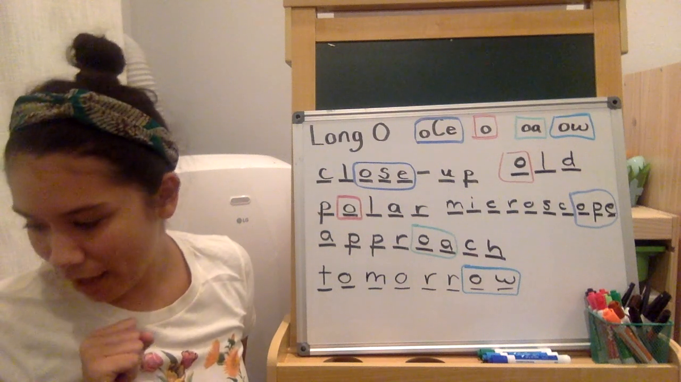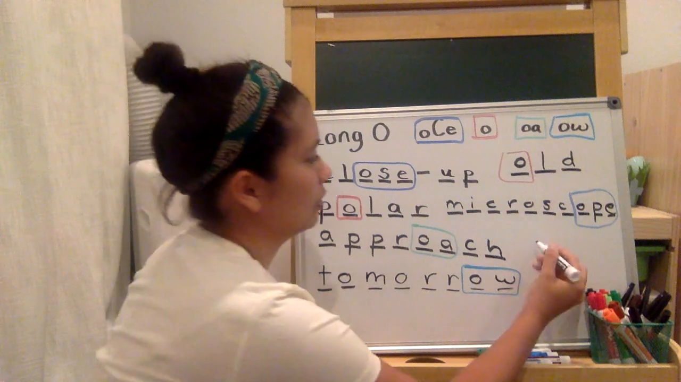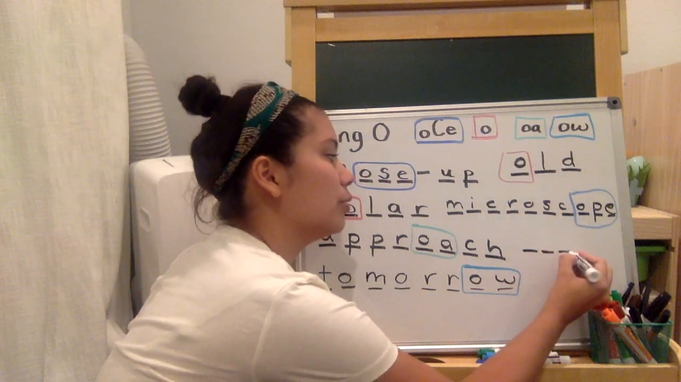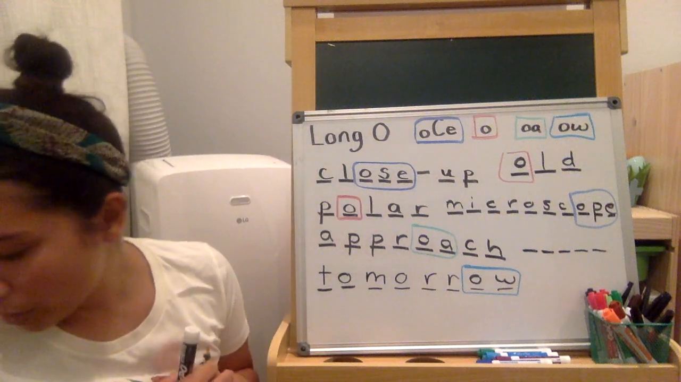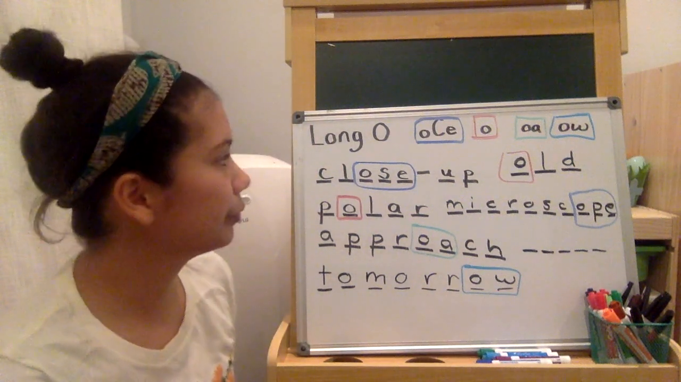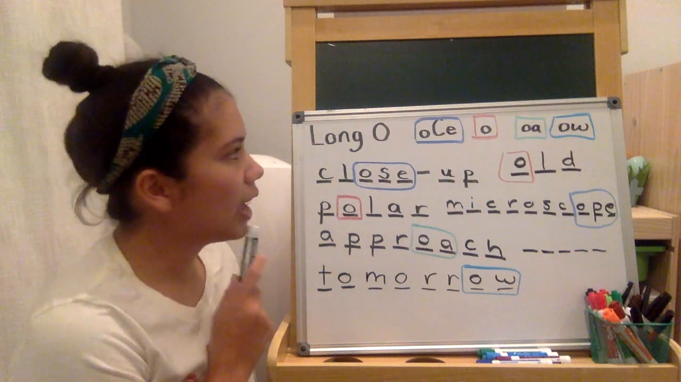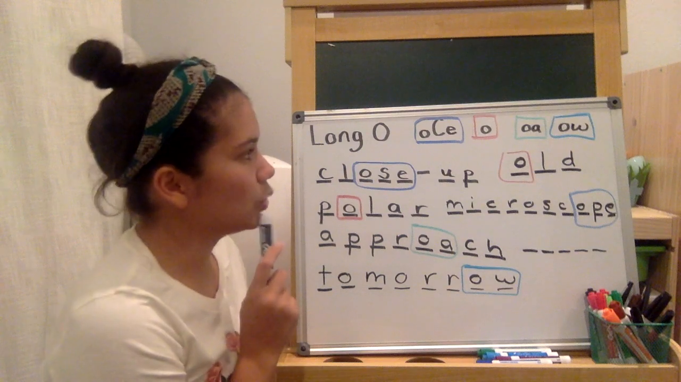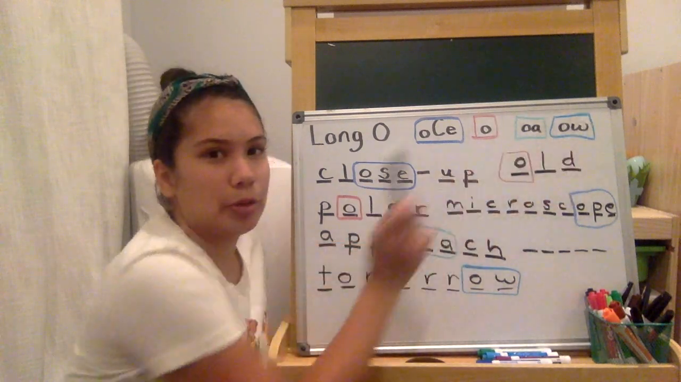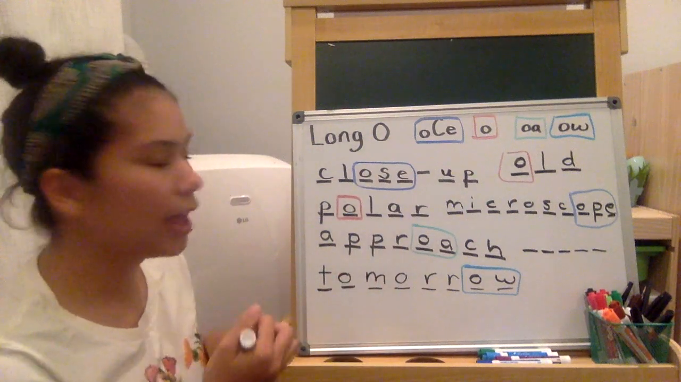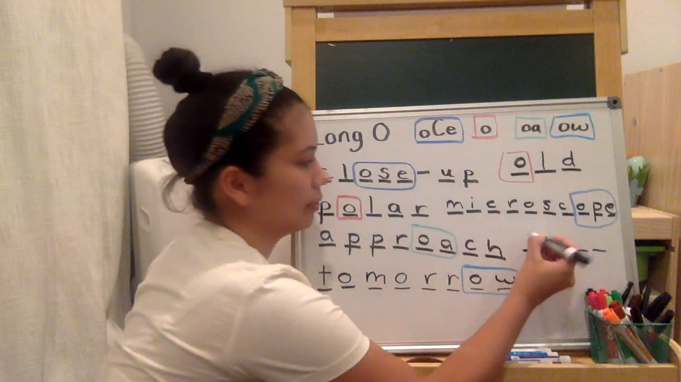Okay, let's try another one. The next word I have for you has 5 dashes. 1, 2, 3, 4, 5. This word is float. Float. So as you're trying this word, think, is this going to be an OA pattern? Or do you think this is an OW pattern? Which one do you think it is? Float. Pause if you need time to think.